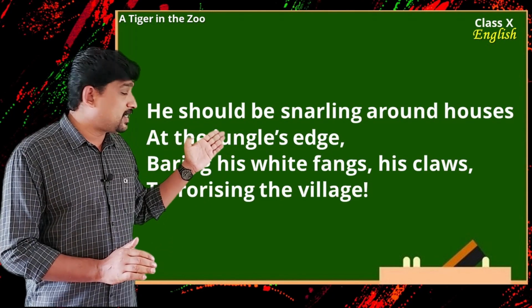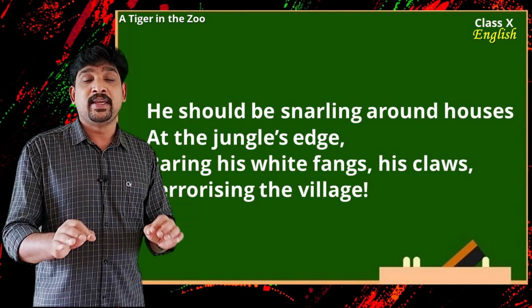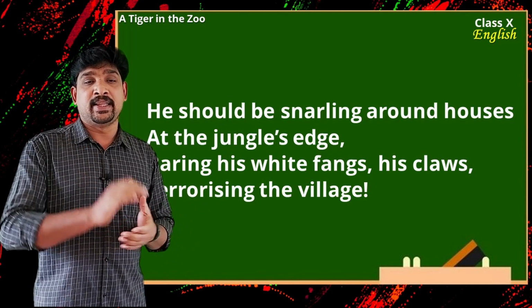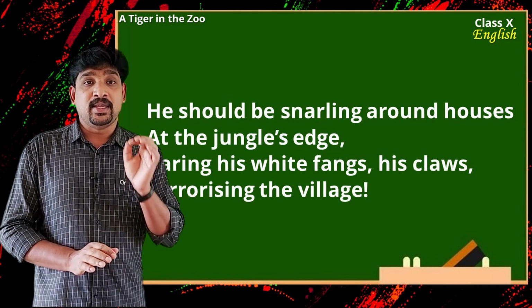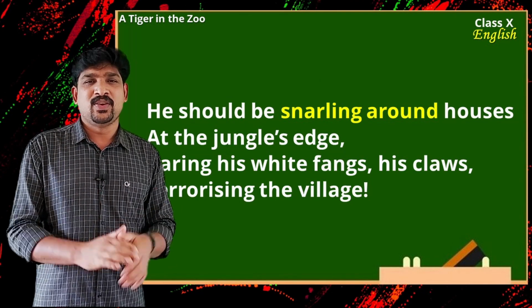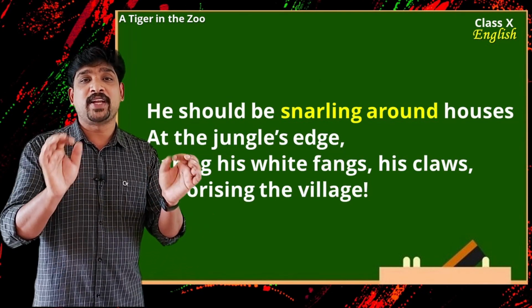In this third stanza of the poem, the poet imagines the actions of the tiger if it were a free animal. There might be people living at the edge of the forest. If the tiger were free, he would be snarling around the houses. What is this snarling around? Making a horrifying sound to frighten people.